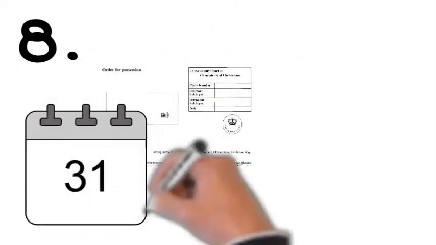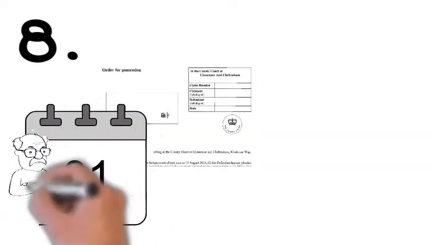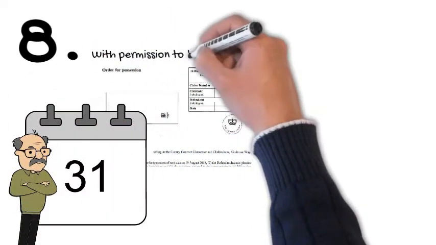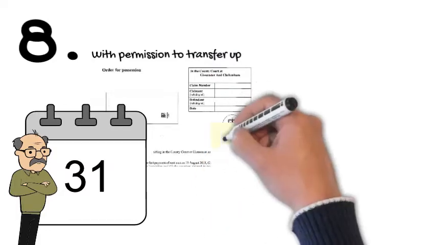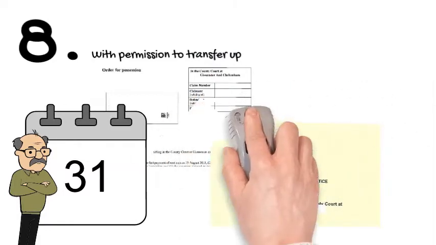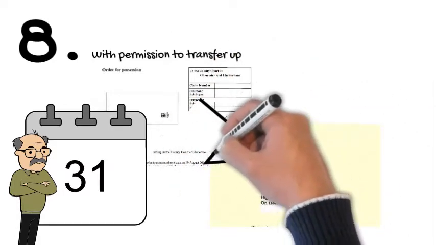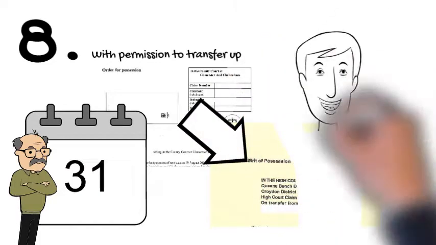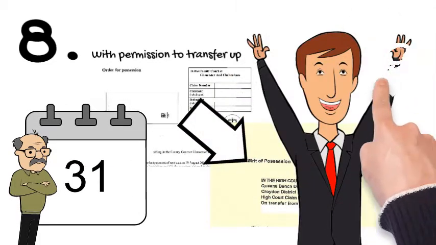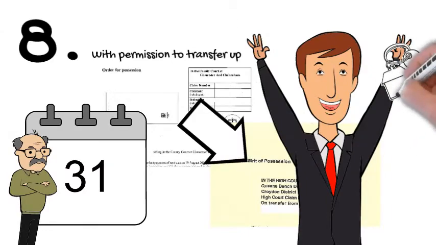Number 8, once you get the possession order, if they don't move out on the date specified, as long as you've added the bit on number 7 that the High Court officer can enforce your possession order, you can then pass this over to a High Court enforcement officer who can then get it transferred up to the High Court and gain a writ of possession and get your property back quickly.